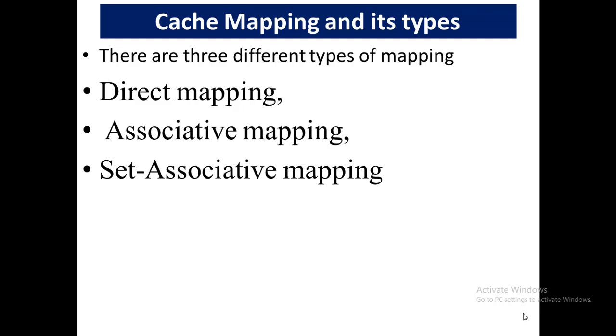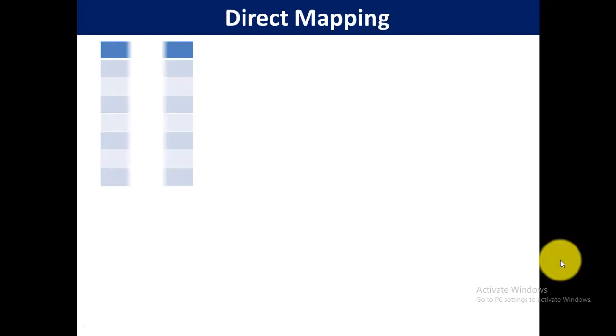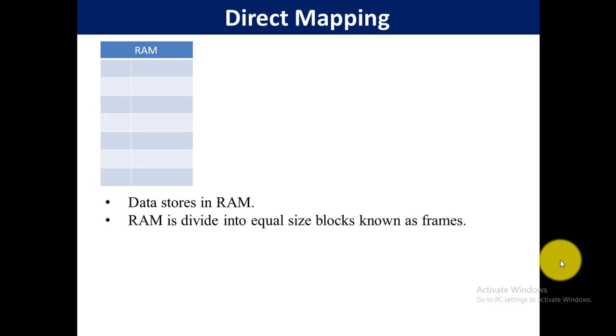Let's explore the first technique. That name is direct mapping. Suppose this is a memory. This is the main physical memory that is named RAM, random access memory. Data is stored in RAM. RAM is divided into equal size blocks known as frames. As you can see, this RAM is divided into equal size blocks that are known as frames.